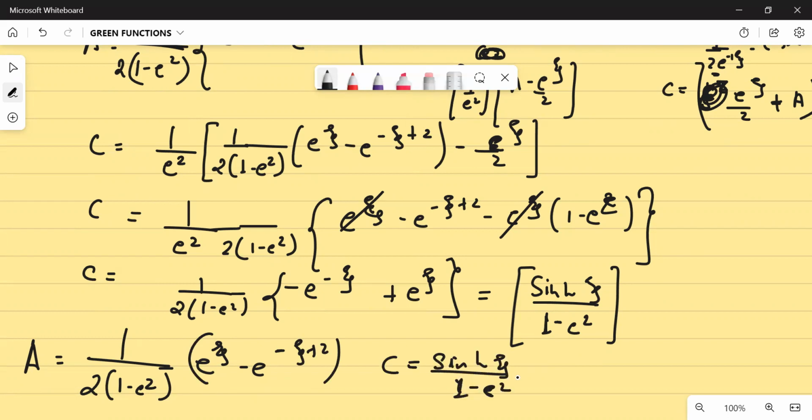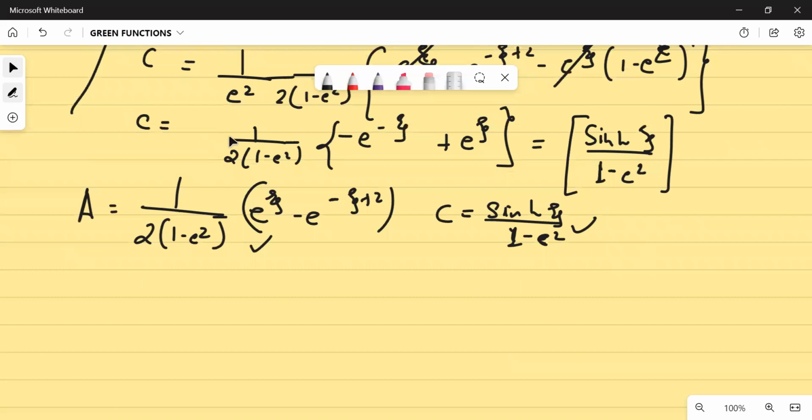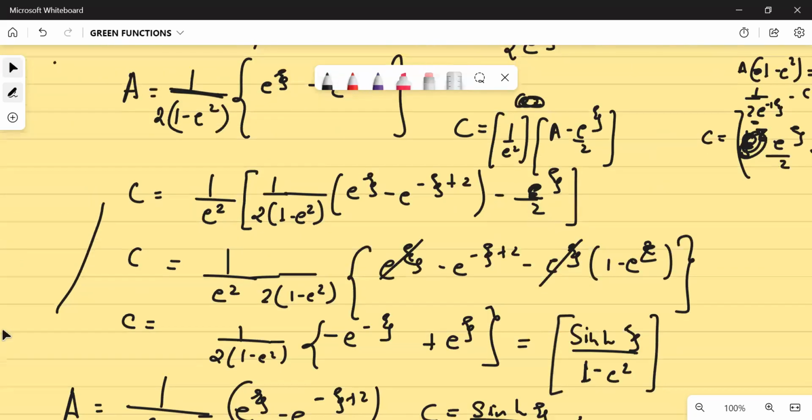So your solutions for a and c are there, and your Green's function, G(x, zeta), was given by, if I correctly remember, it was twice a.